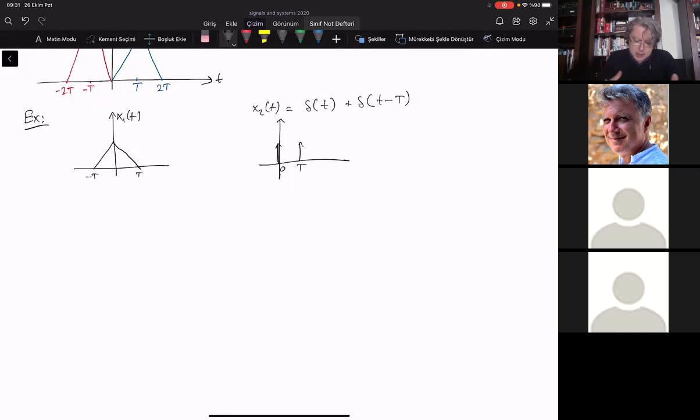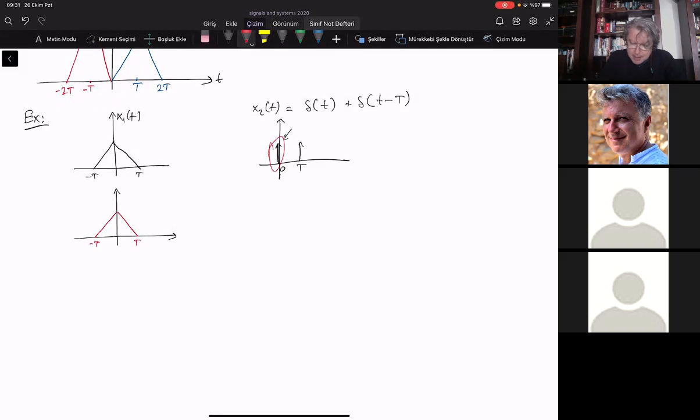I will move this shape of x1 of t to the position of the first impulse. Let me encircle it with red, and I will obtain this same shape because it's an impulse in the center, so there's no shift, and its magnitude is 1, so there's no scale. You exactly get the same triangle from minus capital T to capital T.